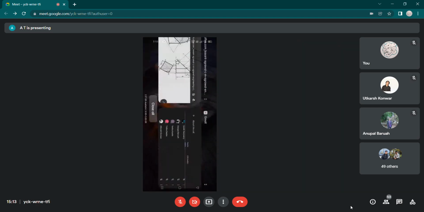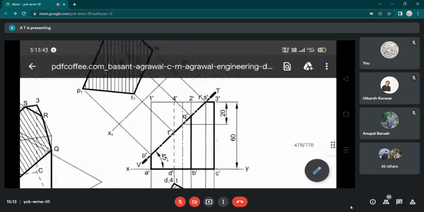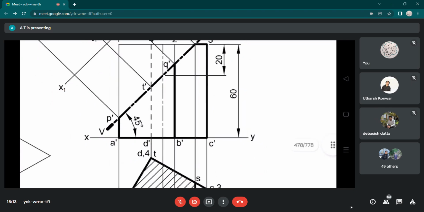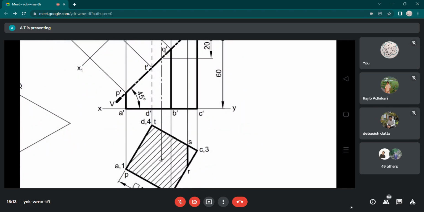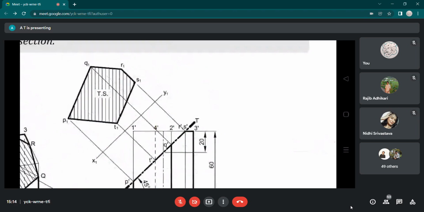All of you, are you able to get this figure? Yes, sir. I think this top view and this front view will help you understand it. It is not so difficult. Now, one new thing you will see here.